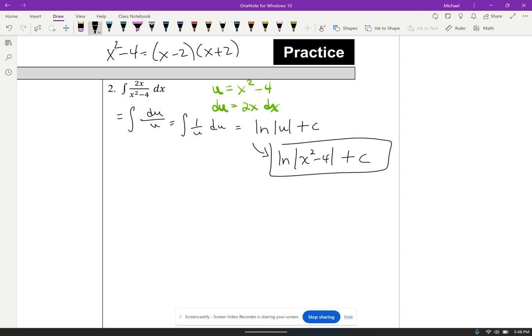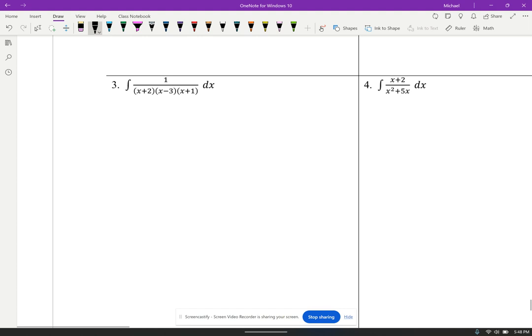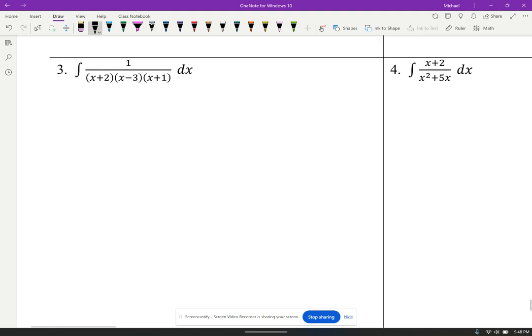So I wanted to do number two to point out that just because this is a bottom heavy rational function where the denominator has the bigger degree, and it's factorable, that doesn't mean I have to factor it and do partial fraction. But when I look at number three, well, this is already factored. Number two, the derivative of the denominator is not in the numerator, so the natural log idea won't work straight off. And so I'm going to do partial fraction decomposition.